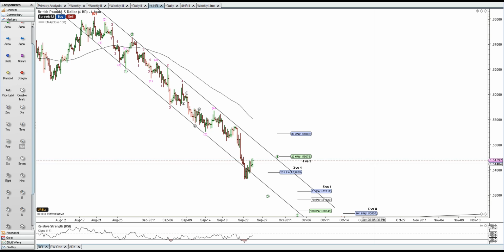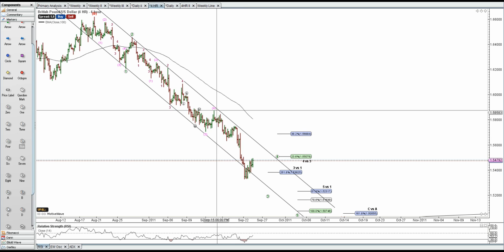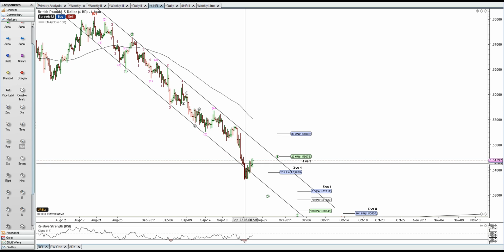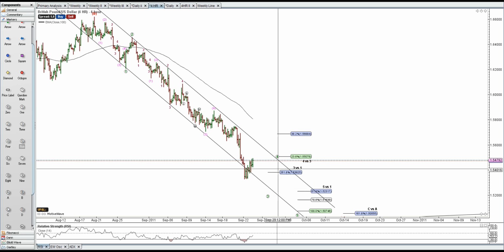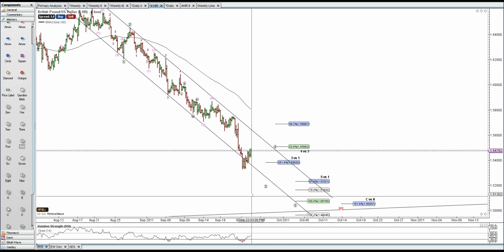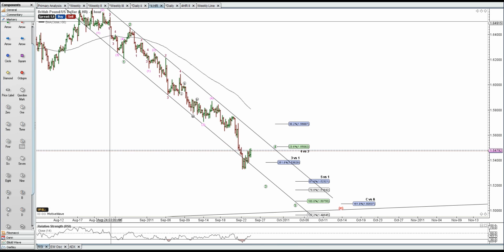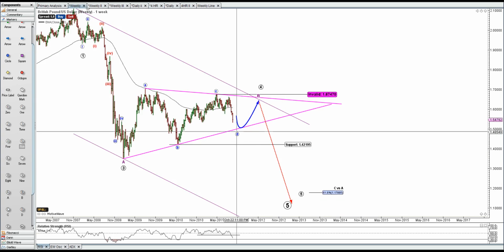I don't remember where I left off, but I think I was looking at this as 1, 2, 1, 2, 3, 4, 5, another 4, 5 for 3, then a 4 and a 5 before this E leg up.